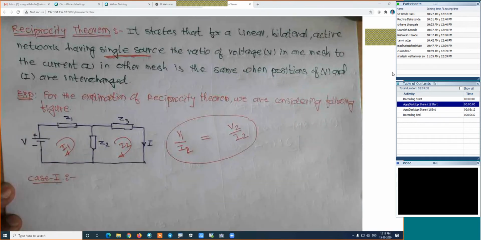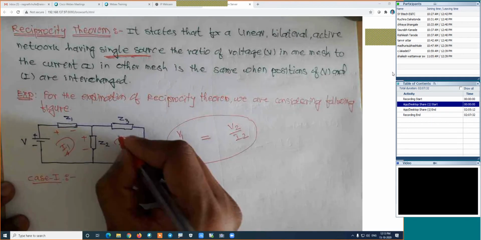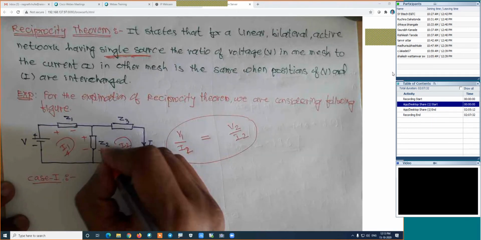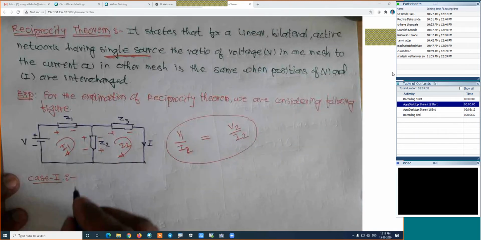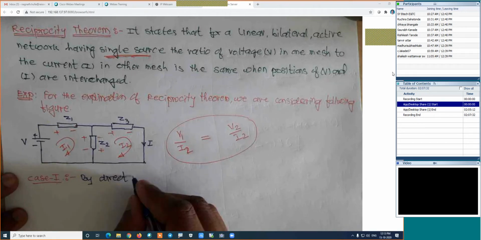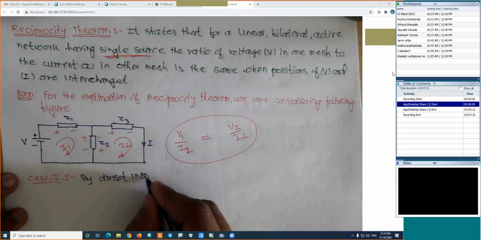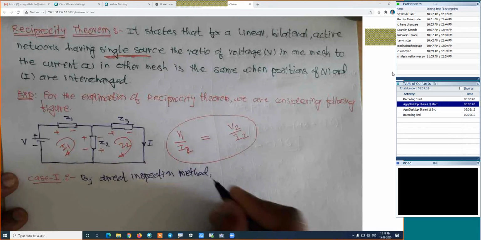In the second case, I will give the same names and I will put the V on this side, and then we will see the calculation. Is it right? This is plus minus, this is plus minus. Again, in this case, this is plus minus, this is plus minus. Use any method for the calculation of this current. Use any method. I will use the direct inspection method. By direct inspection method, we get.